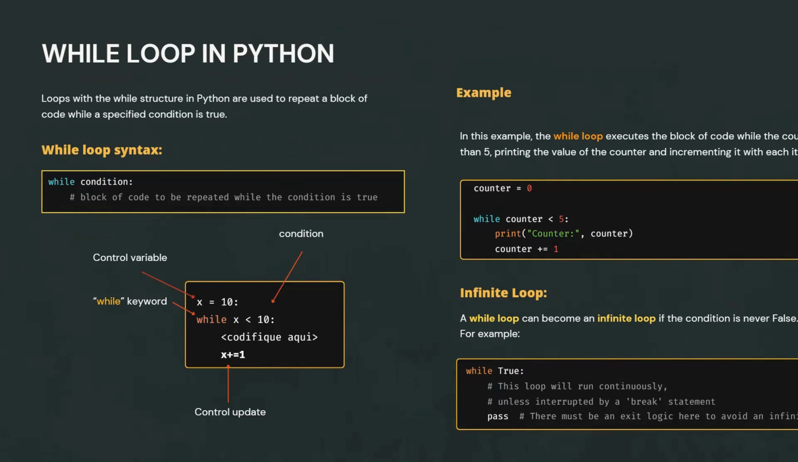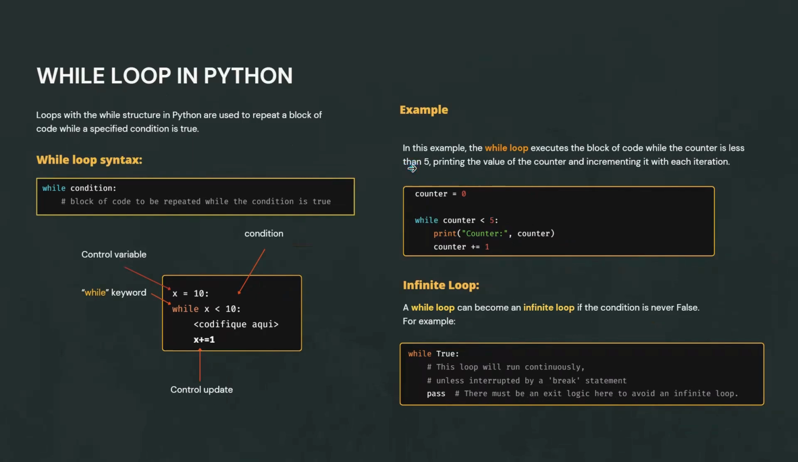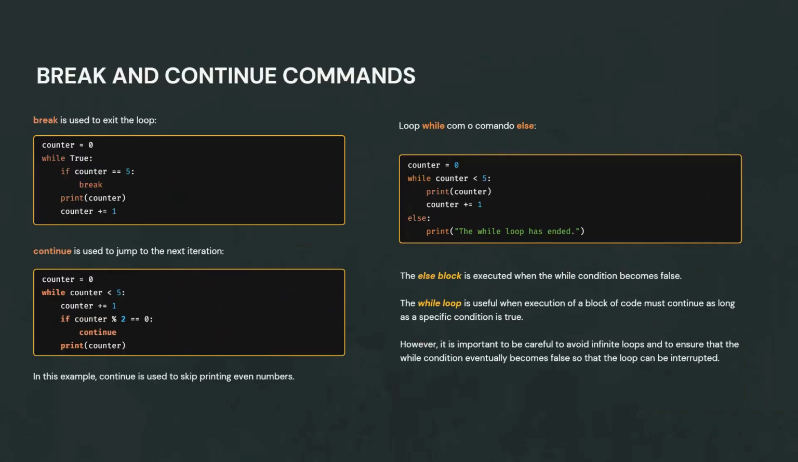So, final wrap up. Here we worked with the while loop in Python. We use a while loop when we want to repeat code as long as the condition is true. Also be careful with the infinite loop, and always use break to exit early and continue to skip certain steps. And don't forget, you can even use else with the while loop, something like this.